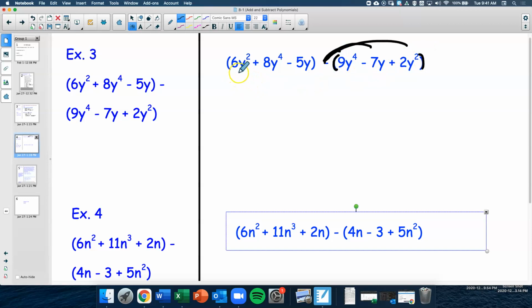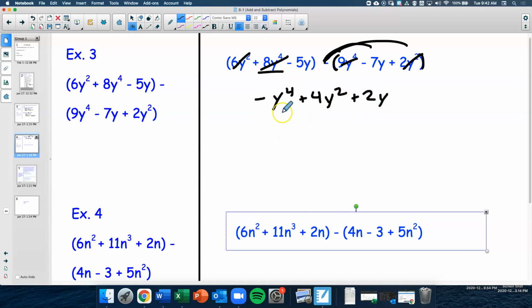So 6y squared, no, we have to start with the 4th degree. So 8y to the 4th minus 9y to the 4th gives you negative y to the 4th. So those are done. Then the next highest is squared. So we have 6y squared minus 2y squared, which will be plus 4y squared. So the y squareds are done. Negative 5y minus a negative 7y. Don't forget about minus a negative, which becomes plus. Negative 5y plus 7y becomes plus 2y.